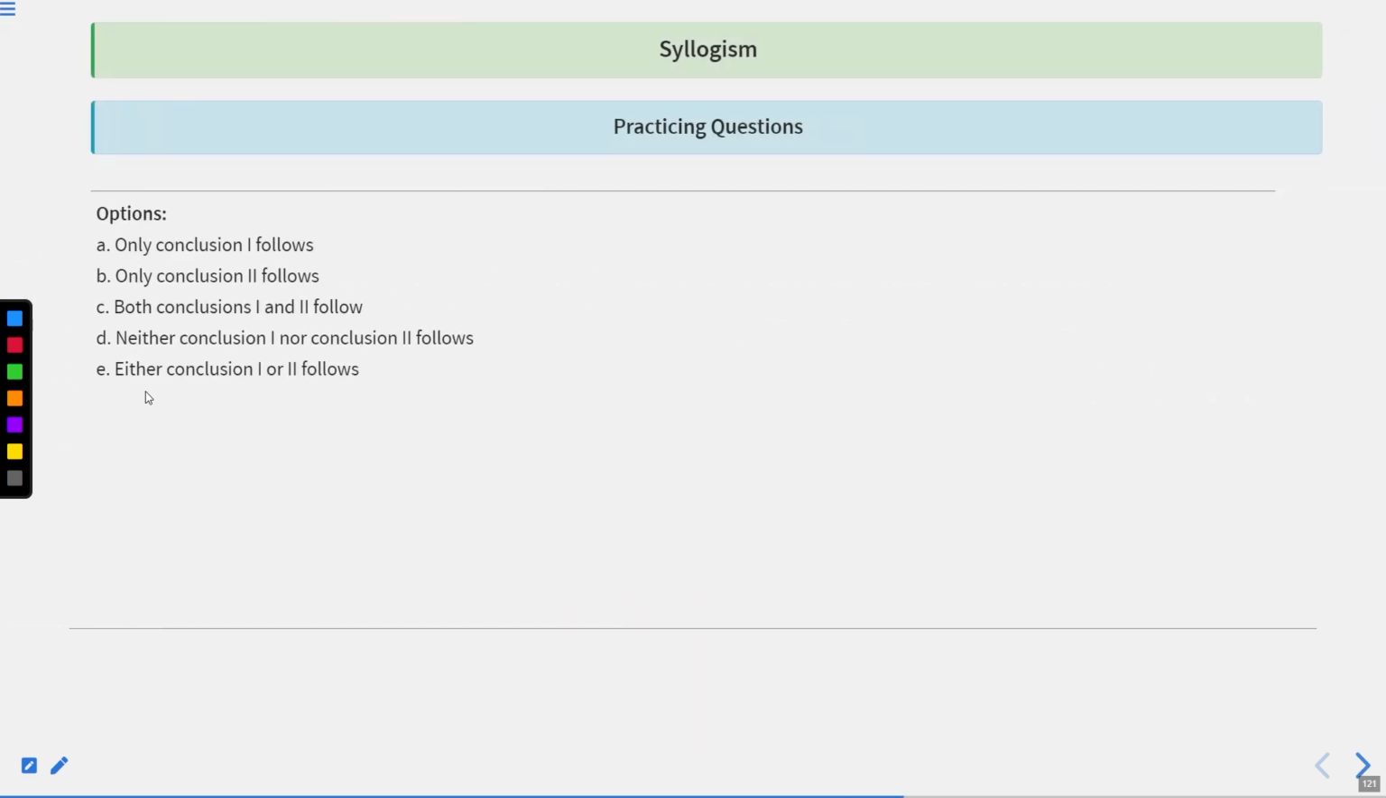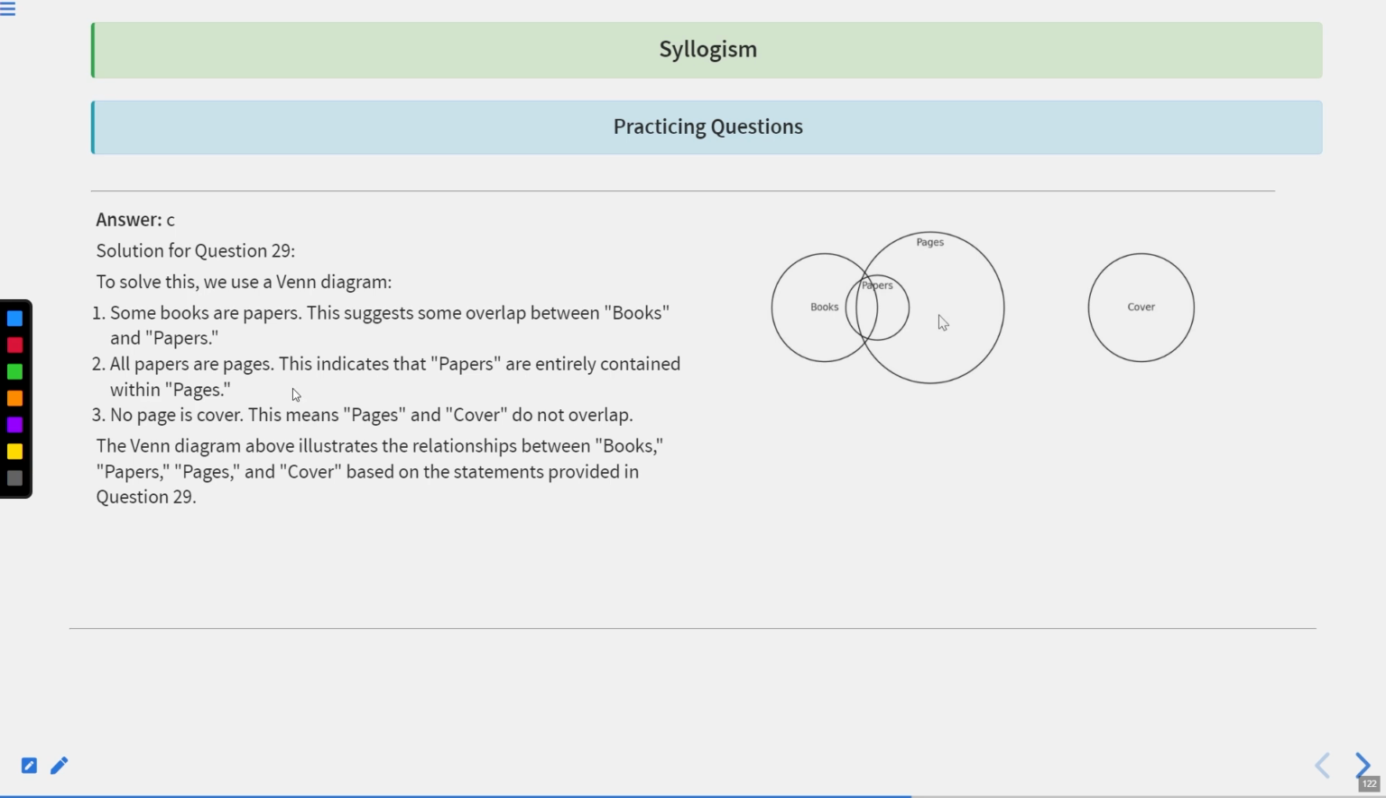My dear students, I suppose you have drawn the Venn diagram, and let's try to figure out whether the Venn diagram follows from the statements or not. Some books are flowers, some books are papers, absolutely correct. Some books are papers, that we can see. All papers are pages. Again, there is an overlap between the pages and papers, which means that it is not entirely contained within the circle that has been drawn. The correct representation for this Venn diagram would be: this is books, this is papers, and there is an entirely contained circle which is representing pages.